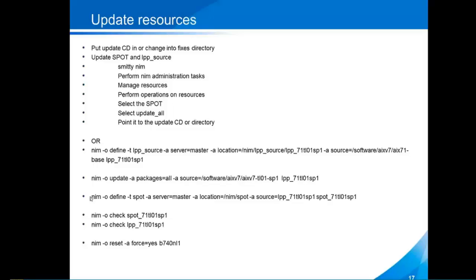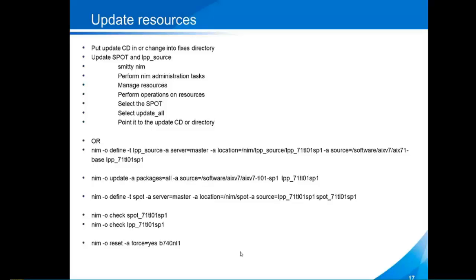Here I have the command for defining a spot, and in this case the spot is being defined from the LPP as a source. Now if this was a VIO server spot that I was defining, I would actually have the source be the mksysb image of the VIO server, because we don't have LPP sources for VIO servers. Updating the spot I normally do from SMIT because there's a whole bunch of installp flags that it sticks on the end, and it's just much easier to do that from SMIT NIM. But you can certainly figure out the update command and do it that way.